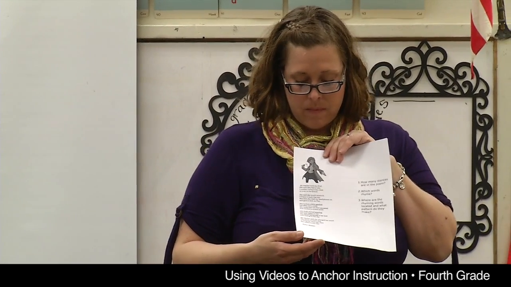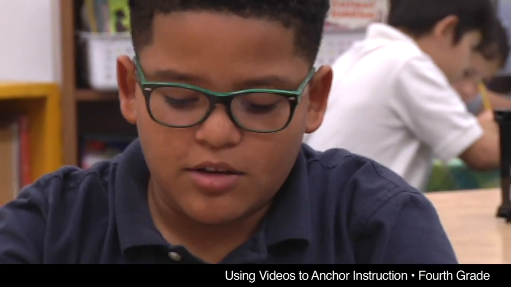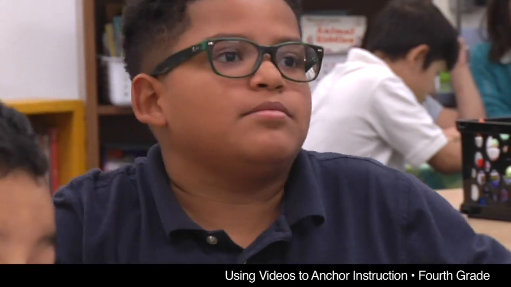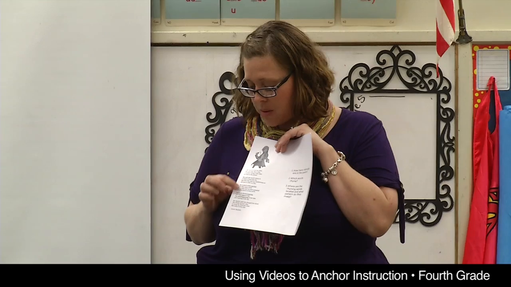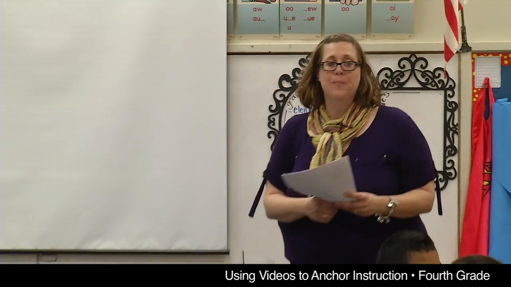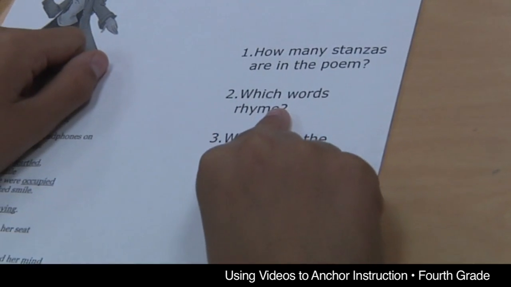By looking at the little paragraphs, and those are stanzas, and you count them. Good. So in other kinds of narrative writing, it's like a paragraph. So 1, 2, 3, 4, 5. Nice job with your question. Okay, let's look at question 2. Can we read question 2 together?